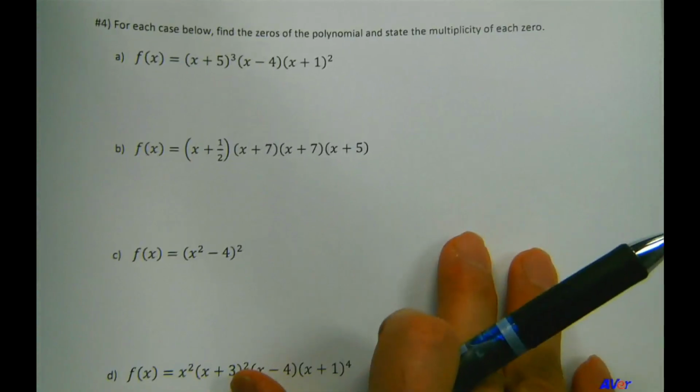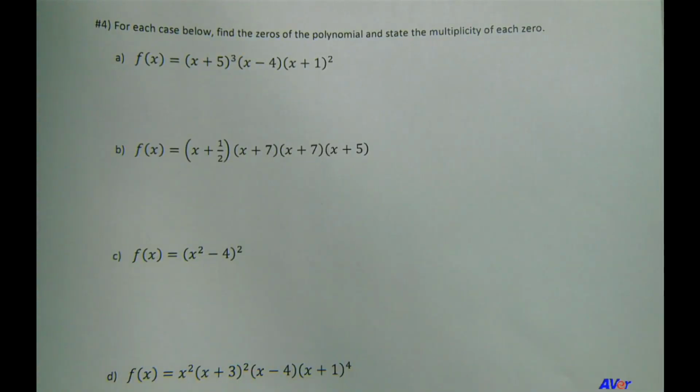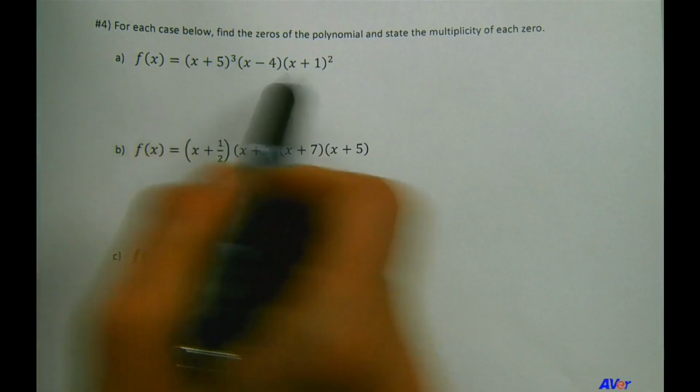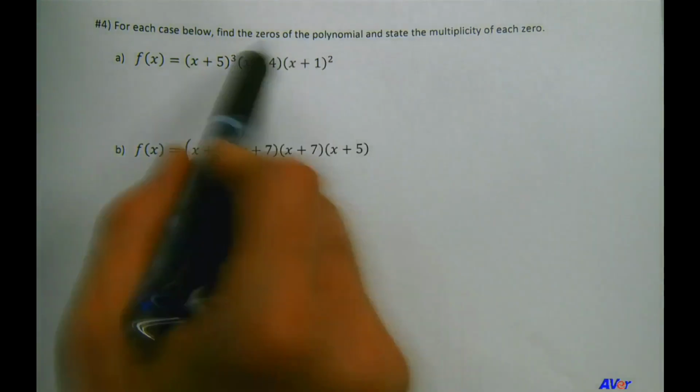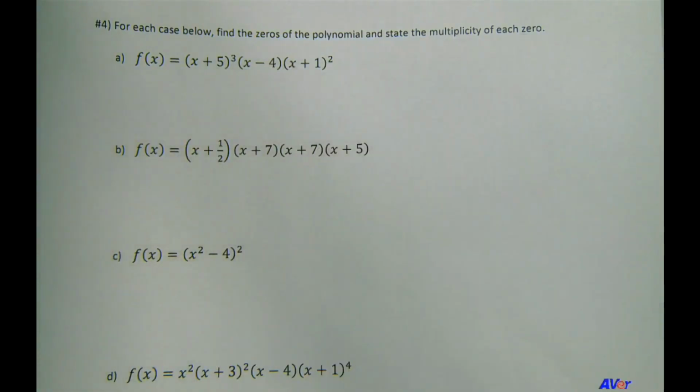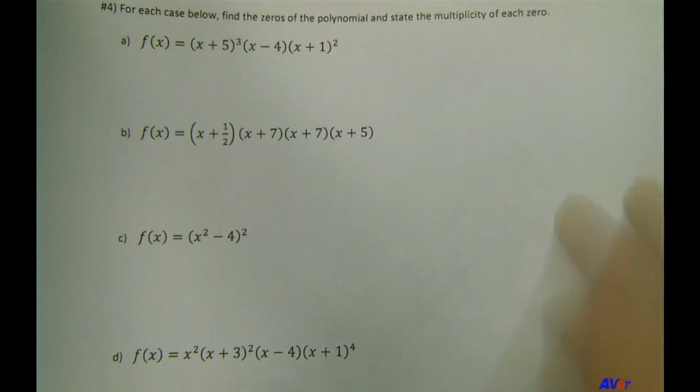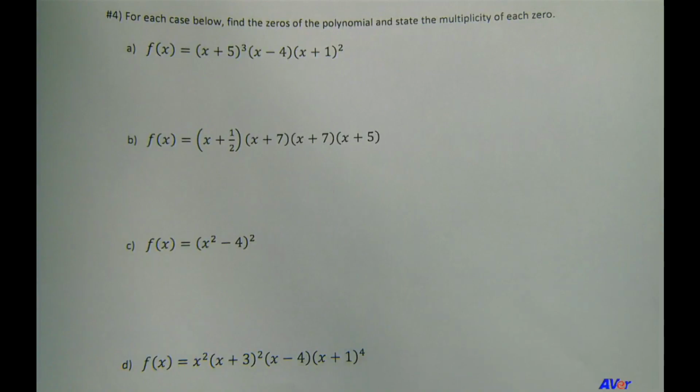Okay, so having said that, this one: for each case below, find the zeros of the polynomial and state the multiplicity of each zero. Well, everything is in factored form, so it's really easy to find the zeros of the polynomial, right? And we can easily look at the powers and state the multiplicity of each zero. So at this point, I highly recommend that for A through D you pause the video at this point, answer each one, write down the zero of the polynomial, and state the multiplicity of it.